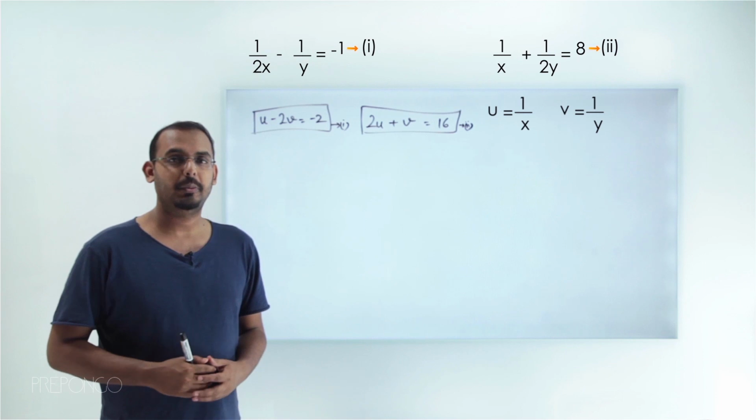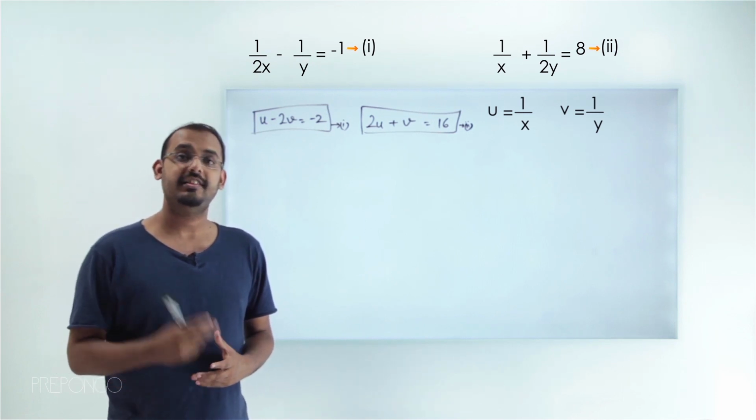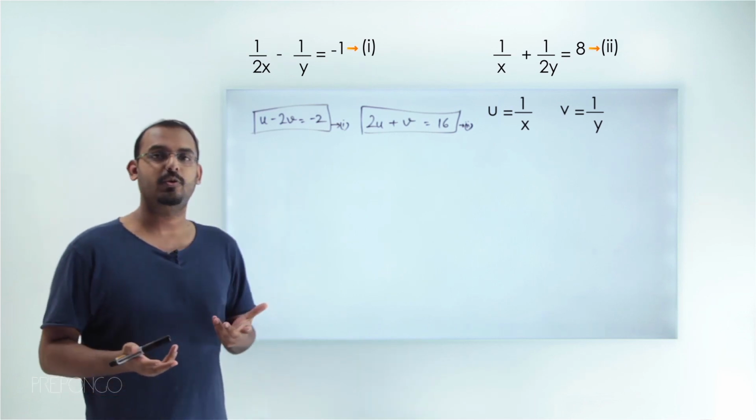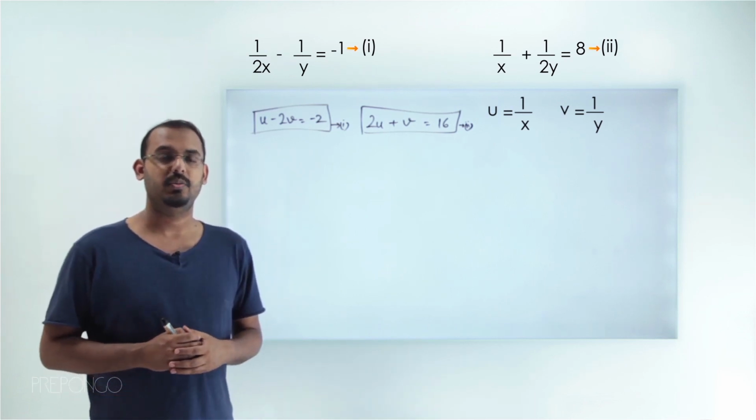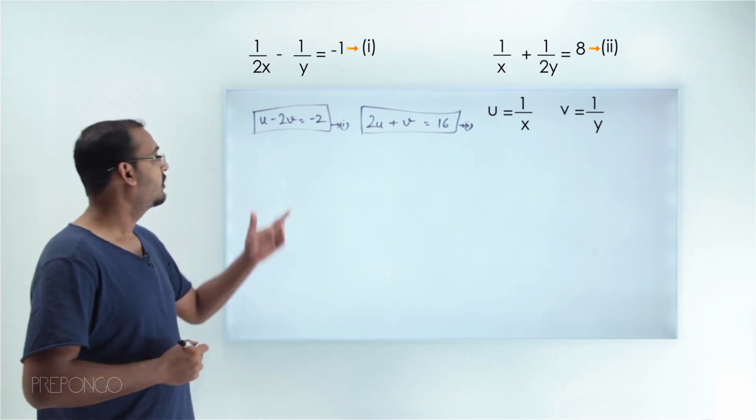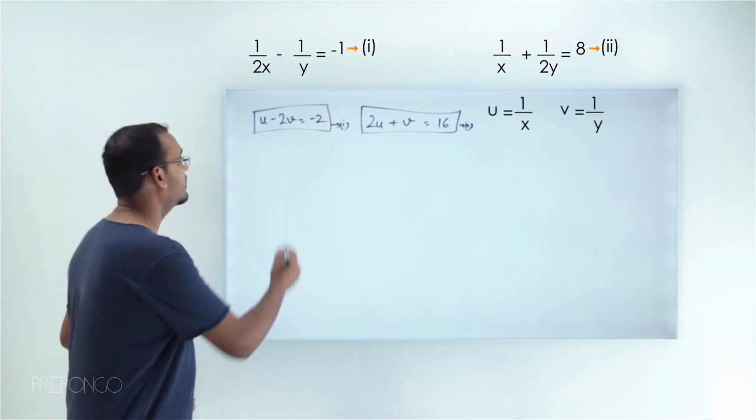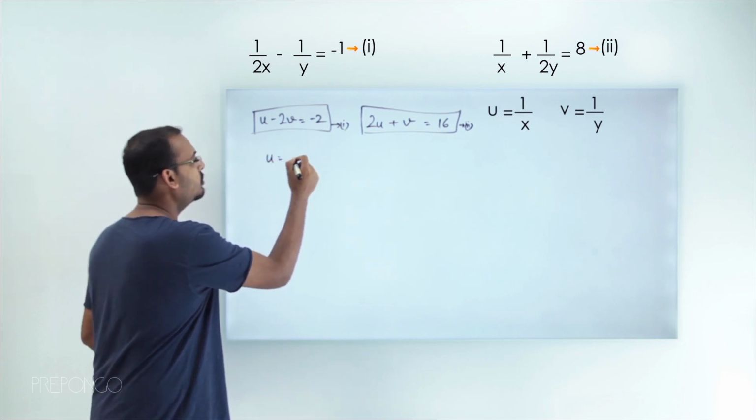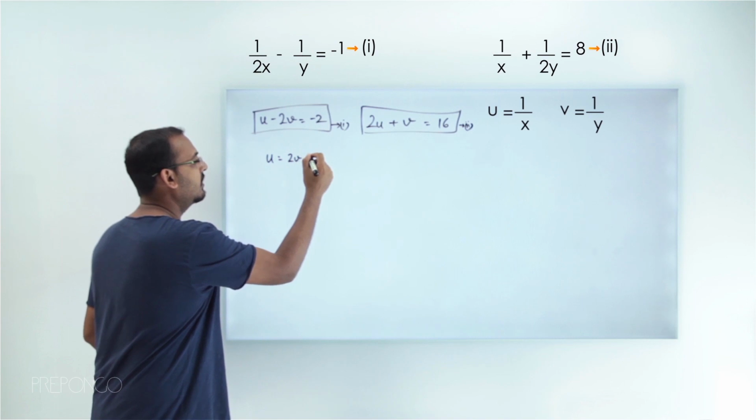We have seen four different methods of solving a pair of linear equations in two variables. So go ahead and give it a try. Try to use any of the four methods to solve these pair of linear equations. I'll use the method of substitution to solve this pair of linear equations. So from equation 1 that we have, I can derive u is equal to 2v minus 2.